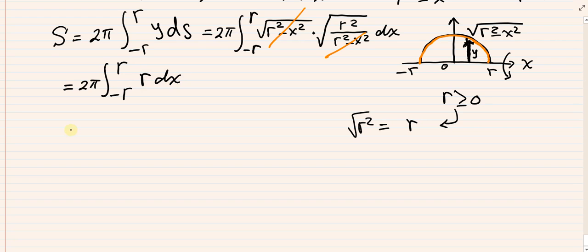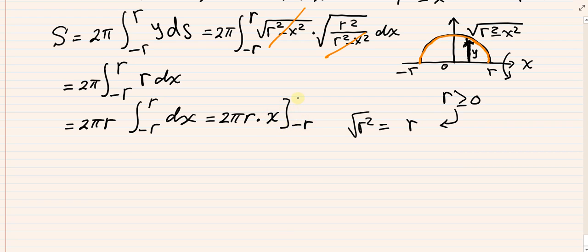Now r is a constant, right, with respect to the variable of integration, which is x. So I'm going to bring the 2 pi r out and simply integrate from negative r to r of dx. And the integral of dx is just going to be x, correct? For this one, that's going to be 2 pi, and remember, we brought the r out, 2 pi r. And the integral of dx is just x from negative r to r.